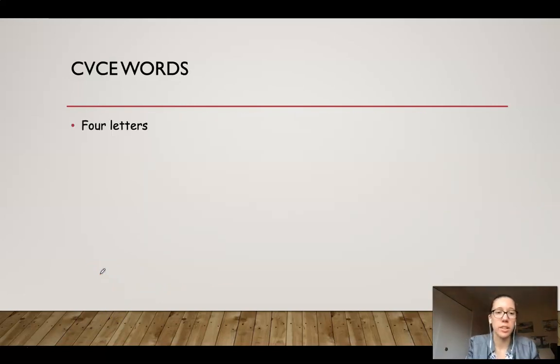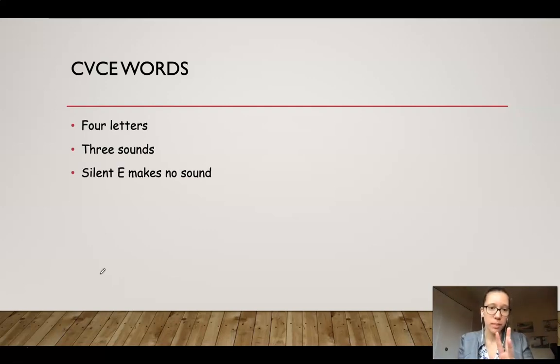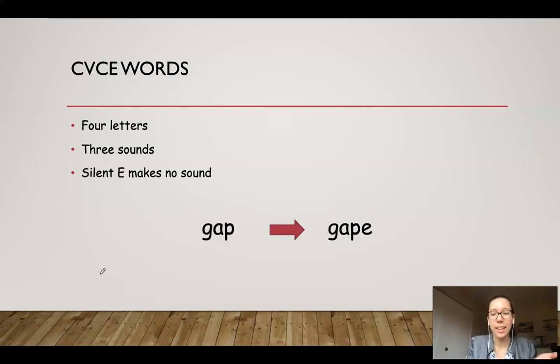So CVCE words then, as we said in the beginning, they have 4 letters but only 3 sounds. That silent E again makes no sound at all, so we're not going to hear it when we sound that word out. For example, here we have the word gap. G-a-p. When we add silent E at the end, it becomes gape. That silent E makes the vowel say its name. So instead of saying a, like it did in gap, now it says A, as in gape.